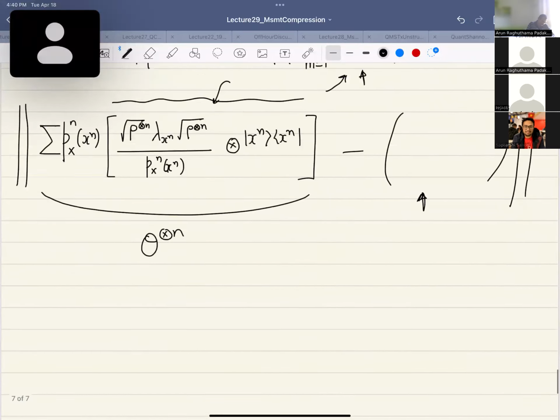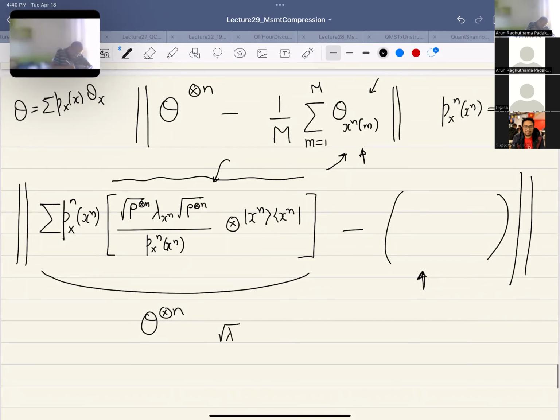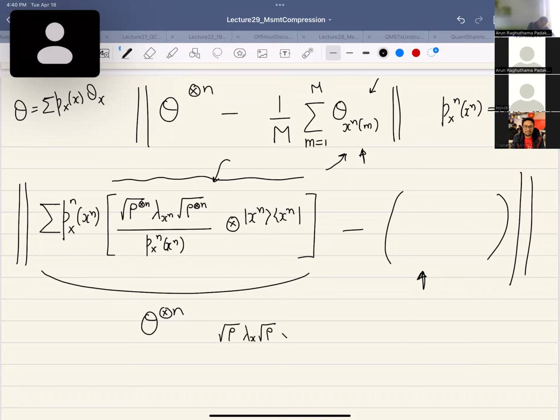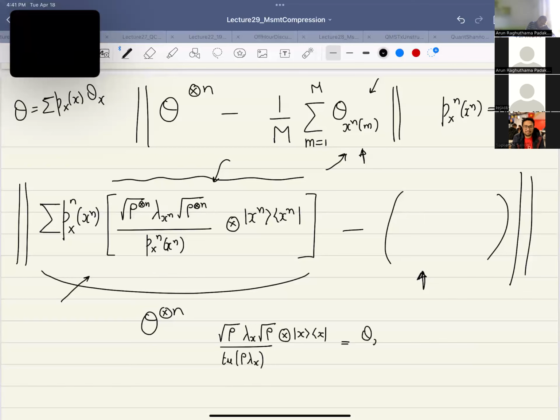Just one question. Sorry. Yeah. How is theta sub x defined here? Theta sub x is exactly what we did, right? Theta sub x is this: root rho Lambda_x root rho, divided by trace rho Lambda_x. That's why that thing is equal to theta tensor n. Yeah, that's why this is equal to theta tensor n. Okay, and so this is your theta x.